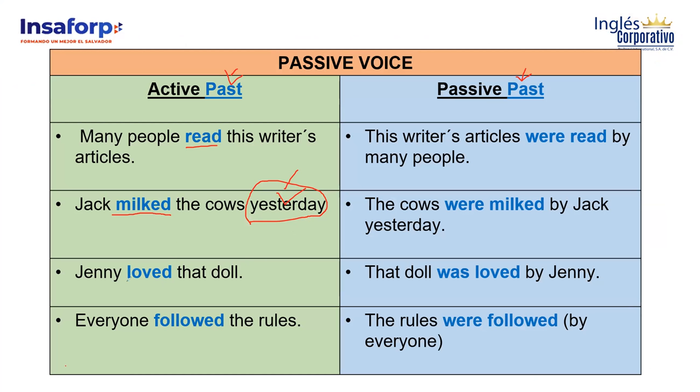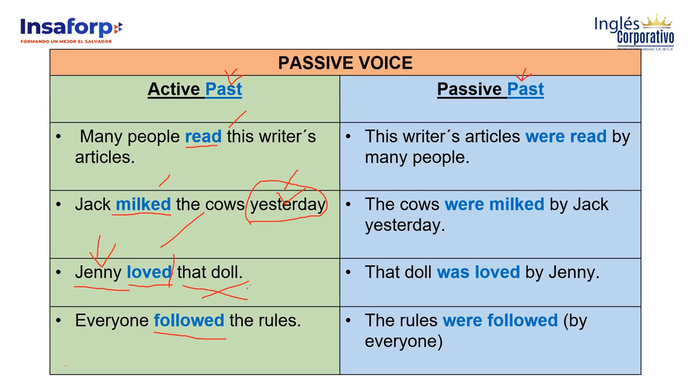And then I have another one. Aquí le cambié para no dejarle como the girl or she. I used the proper name. And then I say, Jenny loved, that is simple past, that doll. I didn't use toys in a general way. I mentioned a specific one. For example, that Jenny loved that doll. And the last one, that everyone followed the rules. Past, past, past, past. All of them are in past.